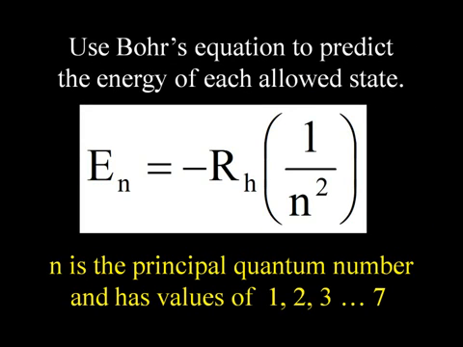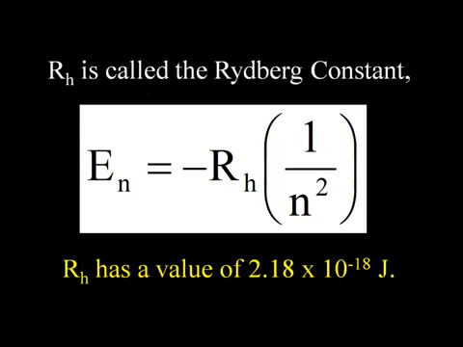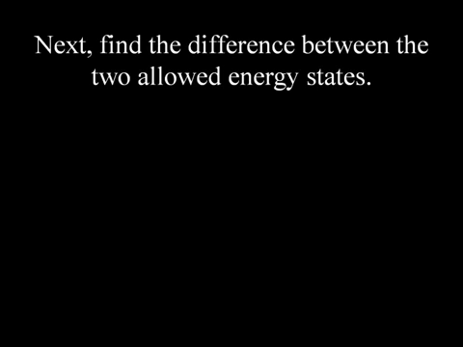Bohr's equation can be used to predict the energy of each allowed energy level or energy state for the electron, where n is the energy level number, R is Rydberg's constant, and you simply put the values in. n will have a value of 1 through 7. Rydberg's constant, 2.18 times 10 to the minus 18th joules, makes all of this work in joules. That's not a number you need to memorize.